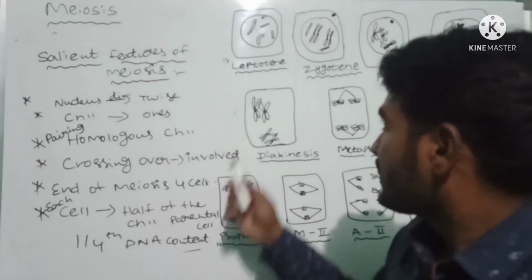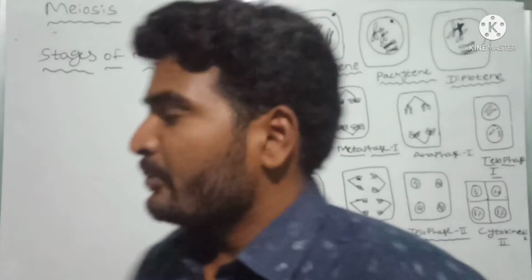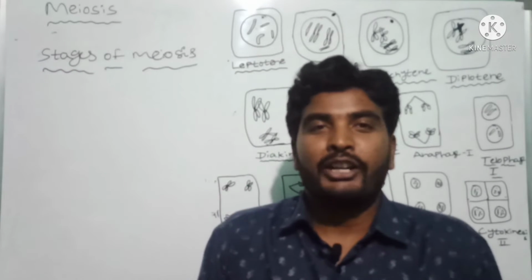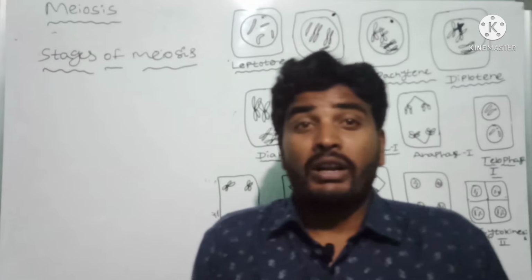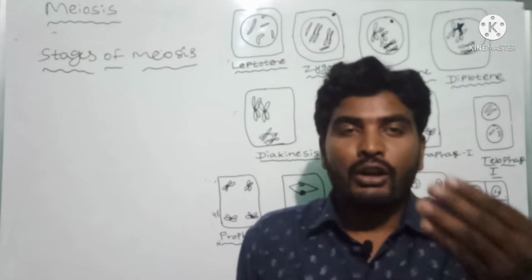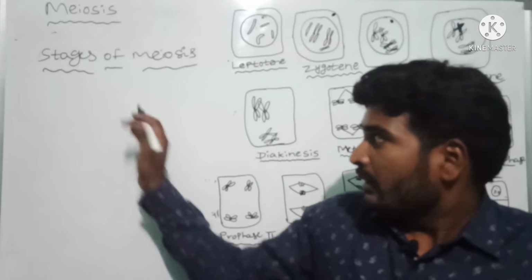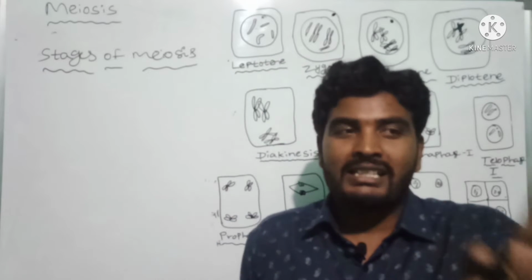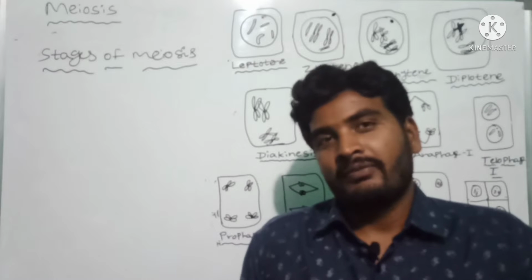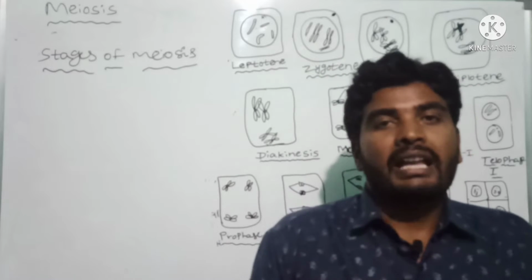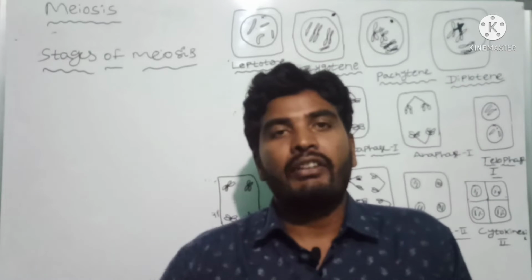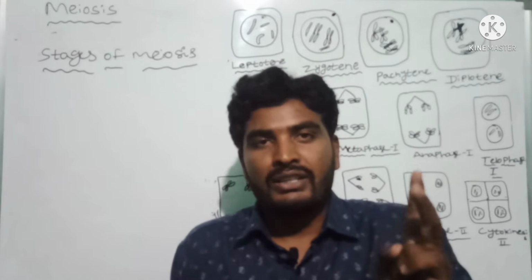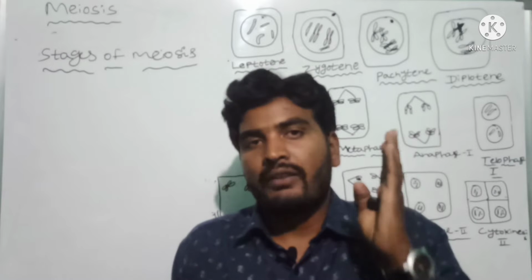Next we will discuss the stages of meiosis one by one. Meiosis is divided into two stages: meiosis 1 and meiosis 2. Meiosis 1 is divided into karyokinesis 1 and cytokinesis 1. Karyokinesis is divided into 4 stages: prophase 1, metaphase 1, anaphase 1 and telophase 1.